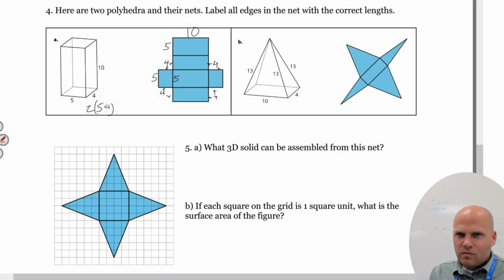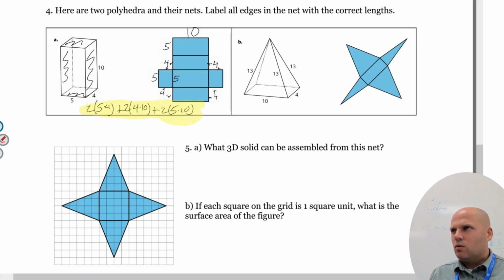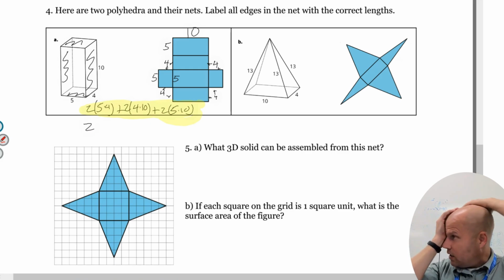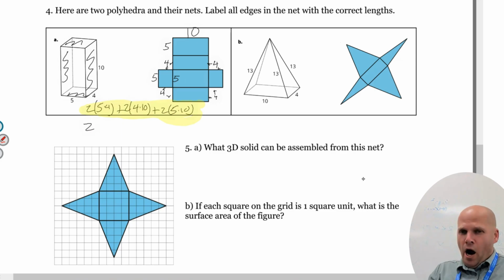I got 2 4x10s. So the two 5x4s are the bottom and the top. The two 4x10s are the side and the side. And then I got two 5x10s. And honestly, that's what I'm doing. So I got two 20s, which is 40. I got two 40s, which is 80. I got two 50s, which is 100. So I got 80 and 40, which is 120. I got 220.